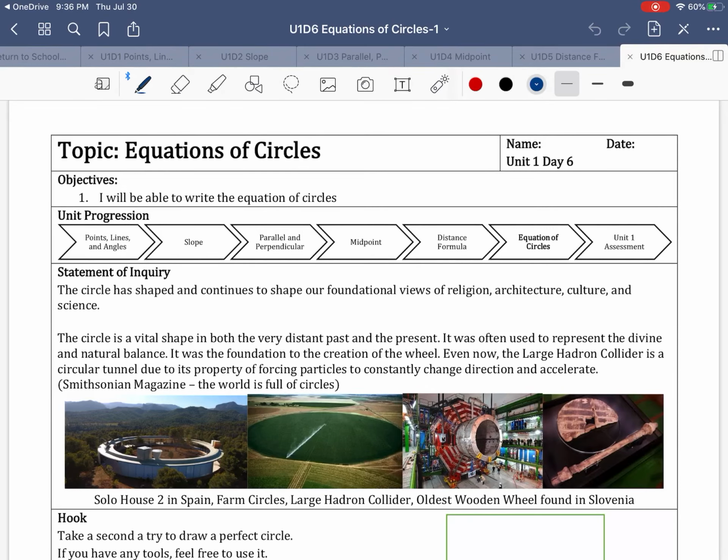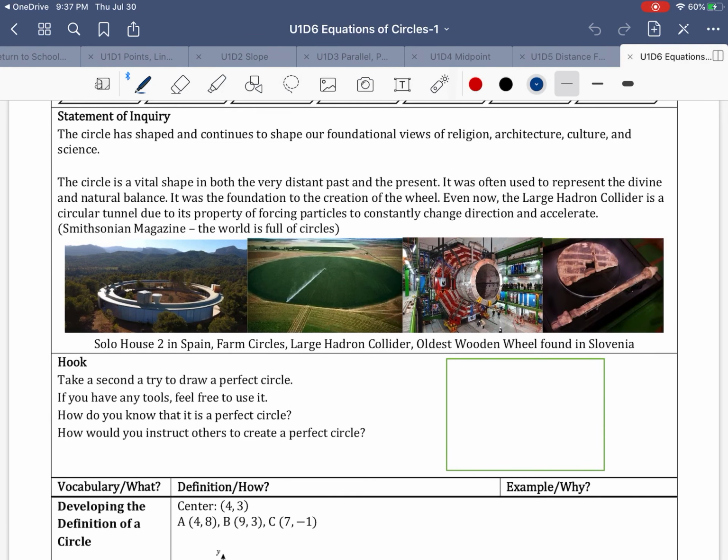Hi everybody, today's topic is equations of circles, Unit 1, Day 6. Our objective is I will be able to write the equation of circles. This is the last topic in our unit, so upcoming will be our Unit 1 assessment.